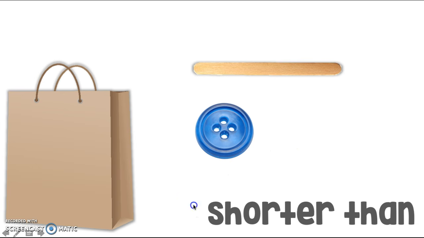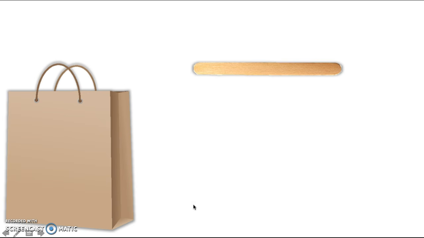Okay, let's try another object. What else is in my bag? Oh, a glitter star. Ooh, I love glitter stars. Okay, so let's compare. Wait a minute. What's wrong? I can't compare yet. What do I need to do, friend? Yeah, I need to line up the endpoints. Oh, much better. Now I can clearly see.